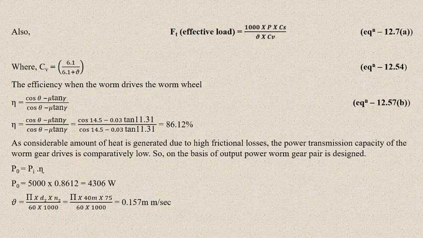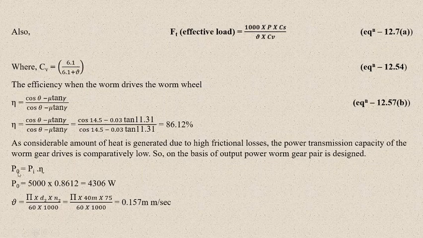Now find the value of effective load, that is 1000 into P into CS upon nu into CV. We can get the value of CV by using the design data handbook. Power, here power is the output power, because lot of friction losses is there, as a considerable amount of heat is generated due to high frictional losses. The power transmission capacity of the worm gear drive is comparatively low. So on the basis of output power, worm gear pair is designed.